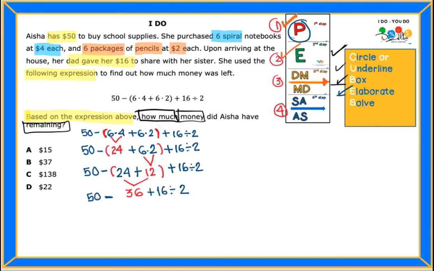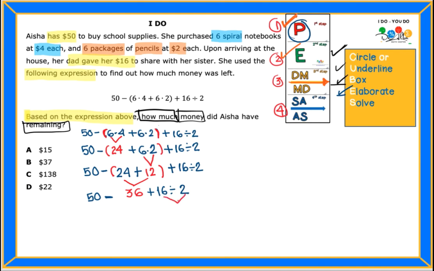And I'm going to be checking in between two numbers. In between 36 and 50, that's subtraction. In between 36 and 16, that's addition. And between 16 and 12, that's division. So that should be our next step, right?